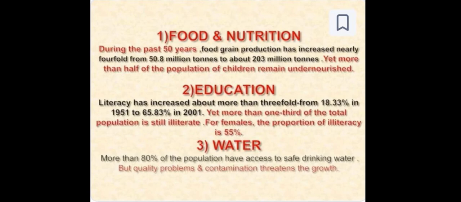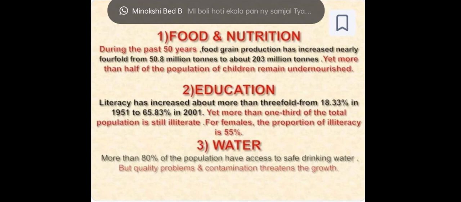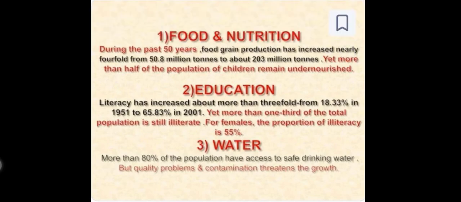Water. More than 80% of the population have access to safe drinking water, but quality problems and contamination threaten the growth. So more than 80% of the population drink safe water, but quality problems and contamination threaten the growth.